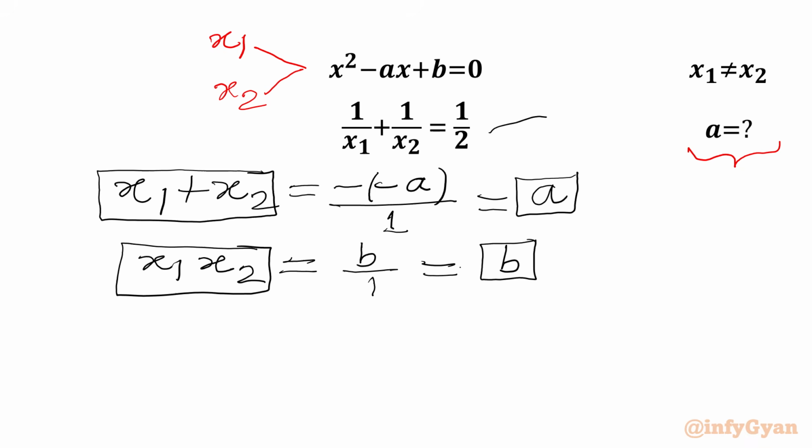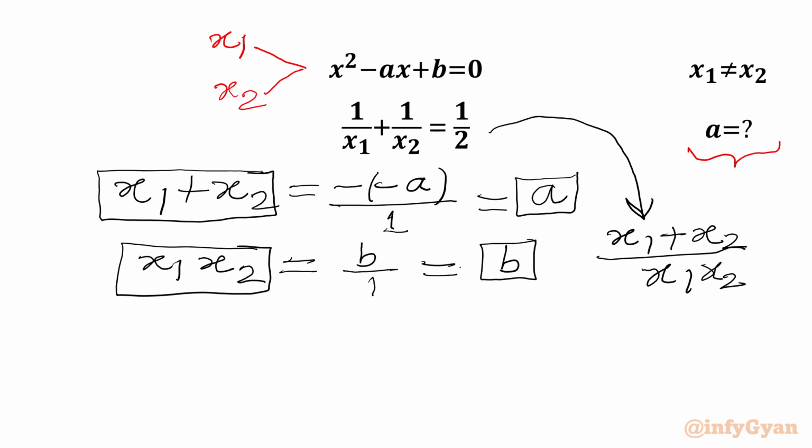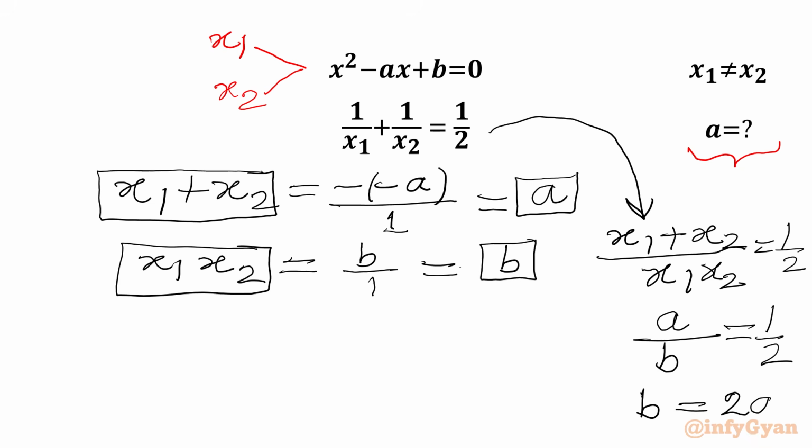Now we will find LCM over here. So I can write x2 plus x1 in the numerator, which is x1 plus x2, and in denominator we will write x1 times x2 will be equal to half. Now x1 plus x2 is a, x1 times x2 is b equal to half. Now we'll cross multiply and get b equal to 2 times a, which we are going to apply over here.